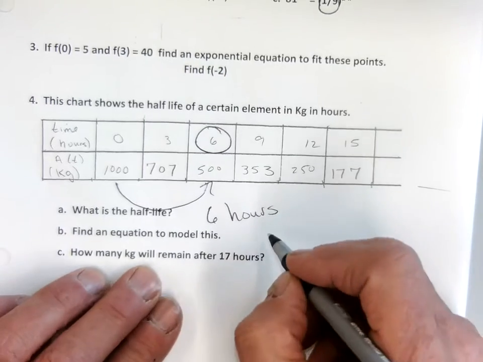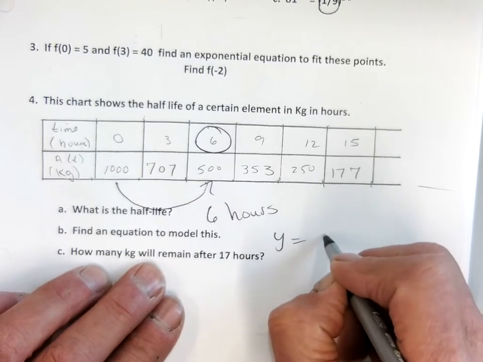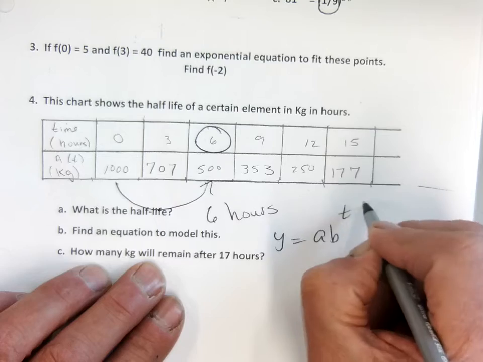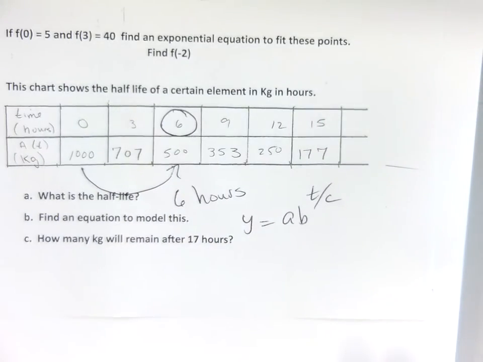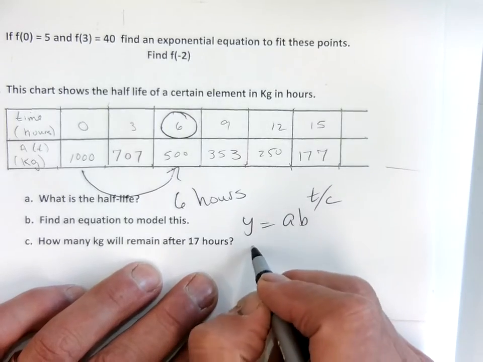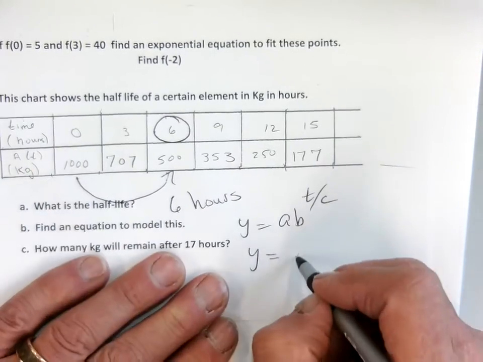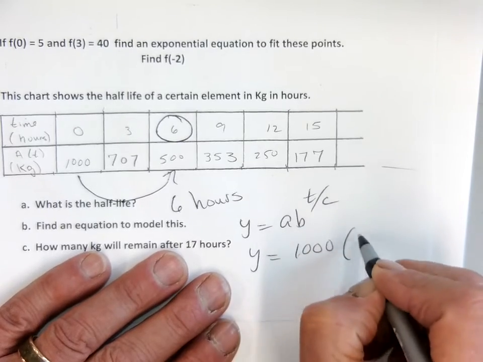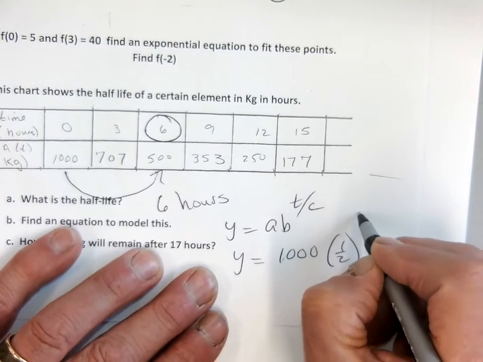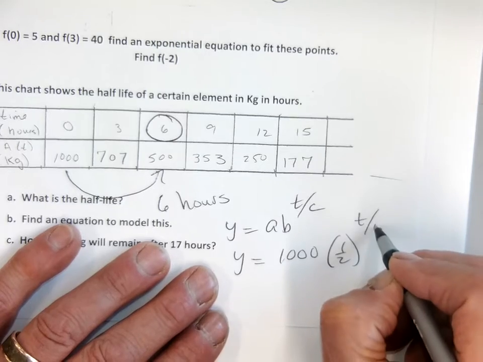Now the equation we need is y equals ab to the t over c, and c stands for the cycle of time. So we're going to go y equals, we start with 1,000. I know that, right? 1,000 times the half-life, 1/2, to the t over 6. There's my equation. How am I doing?